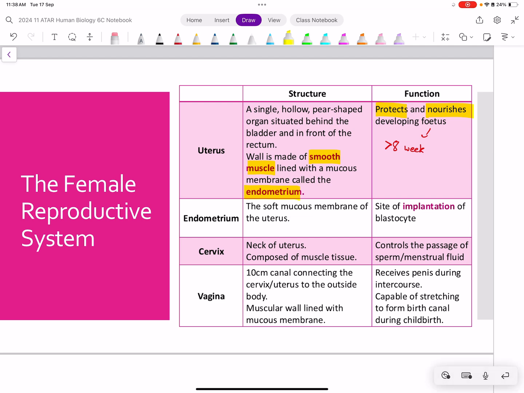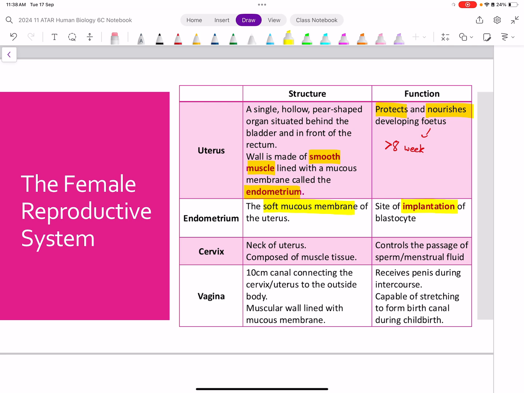Just to briefly describe that endometrium, so that lining around the uterus, again, it's a soft mucous membrane, but really importantly, as I mentioned on the previous slide, it is also the site of implantation. It's the site of implantation for that blastocyst.